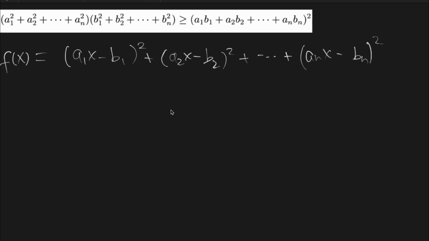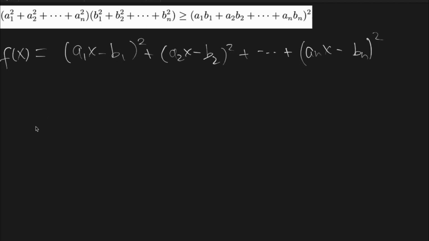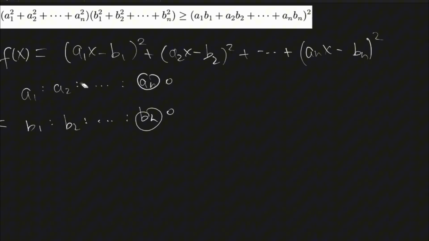With the Cauchy-Schwarz inequality, equality holds when the ratio between the lists are the same. So these two ratios are the same, and by convention, for example, if this was 0, then this must also be 0 for the ratio to be the same.